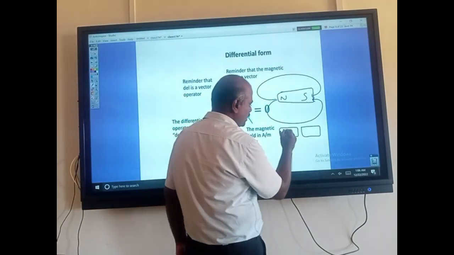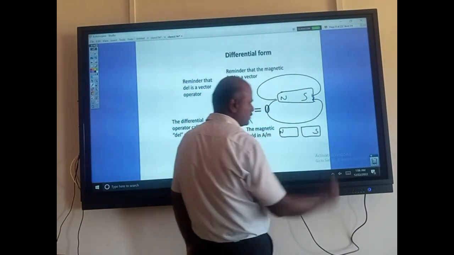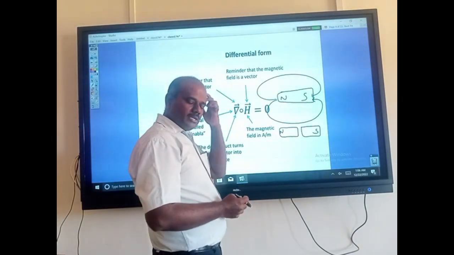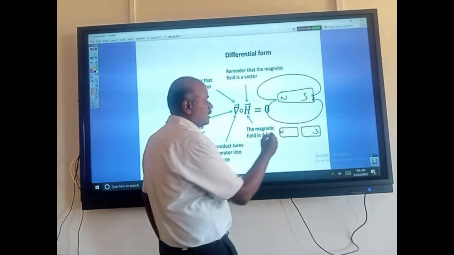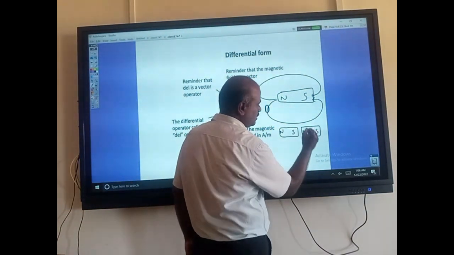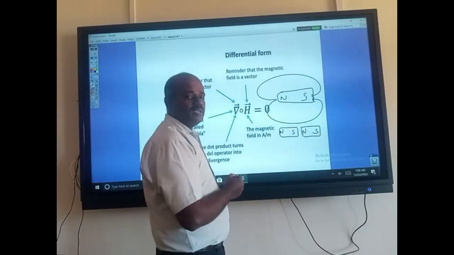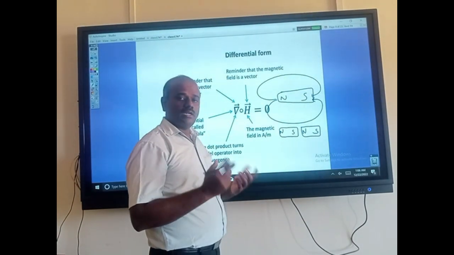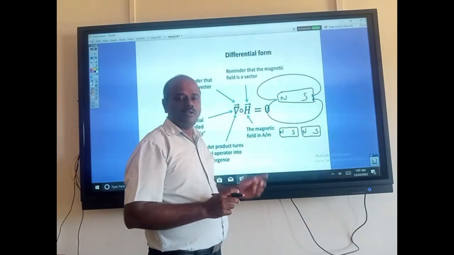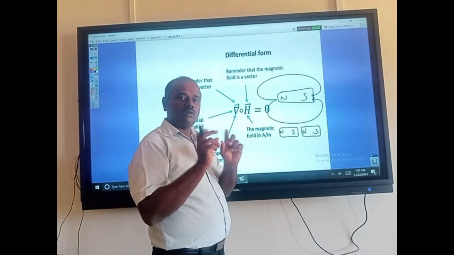Previously it is north pole and south pole. The moment I break this magnet into two pieces, this particular part becomes south pole and this particular part becomes north. That means there is no isolated magnetic pole. There is no south pole alone. There is no north pole alone. So north pole and south pole are always attached together.